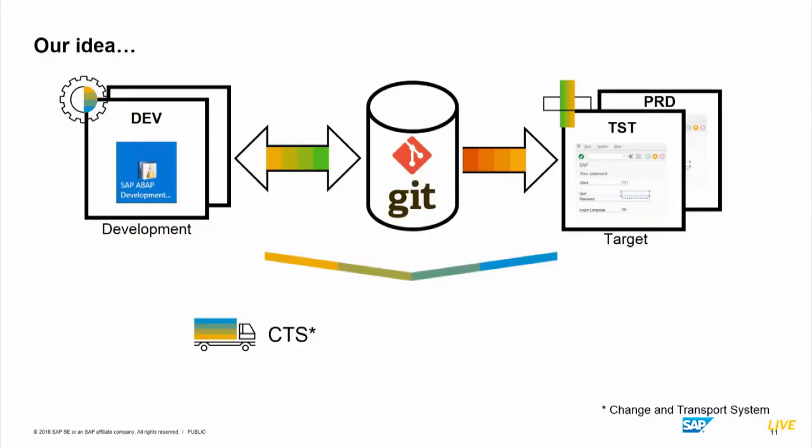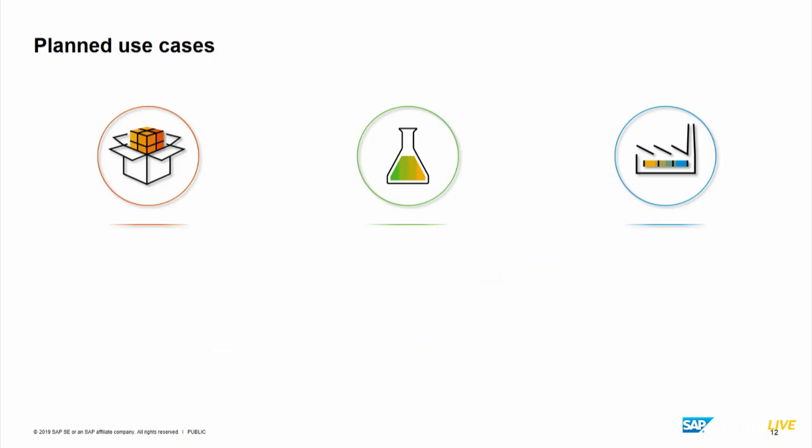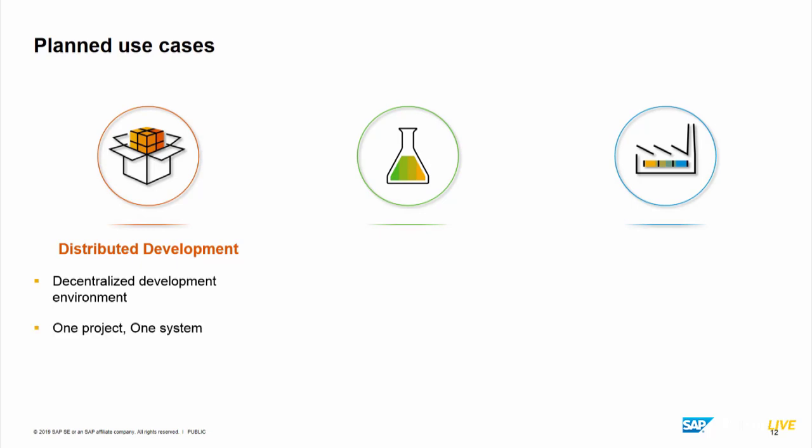How does this work? What we have done is we combined the best of both worlds. The classical change and transport system we combined with Git, and this becomes GCTS, the Git-enabled CTS. What use cases do we have? One is distributed development. This will enable us to have a decentralized development environment. One project can have its own development system and doesn't interfere with other ones.